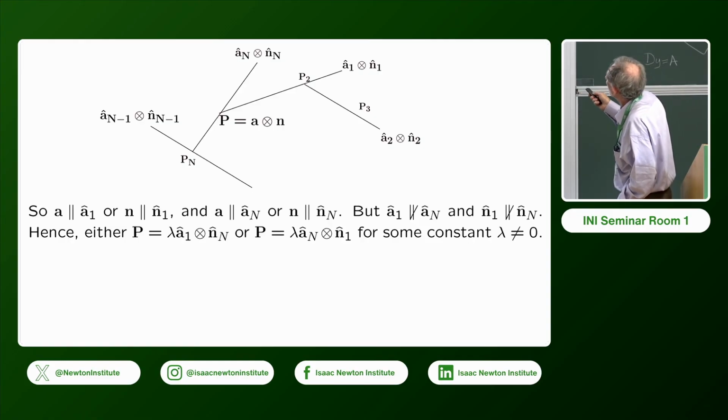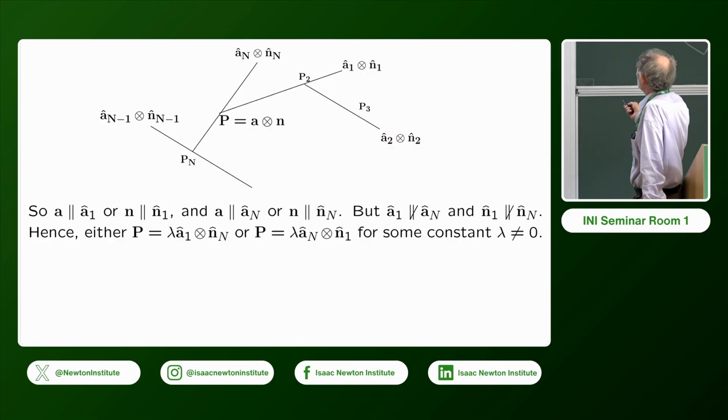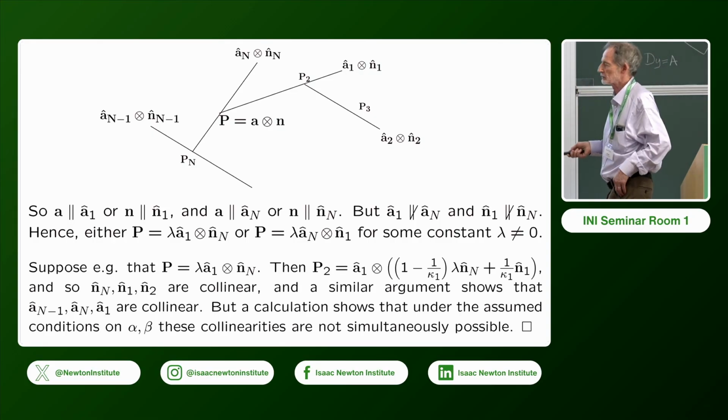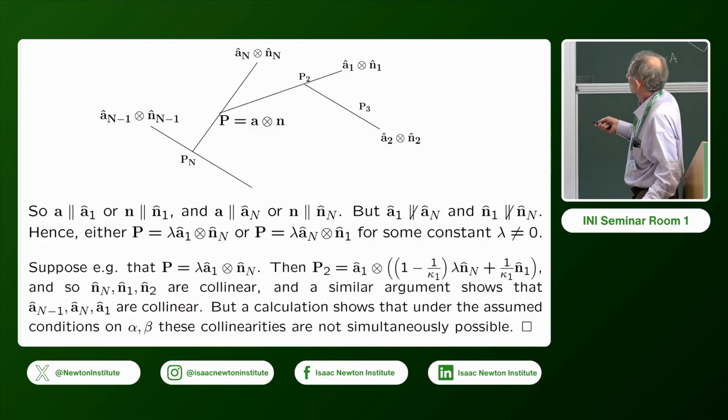But we know that A1 hat is not parallel to An hat. That was what this lemma showed. And also N1 hat is not parallel to Nn hat. And so the only options are that P is a multiple of A1 hat tensor Nn hat, or An hat tensor N1 hat. And the constant lambda can't be 0 because these matrices are not rank 1 connected. So let's suppose, for example, that P was the first case. The other case is just the same argument.